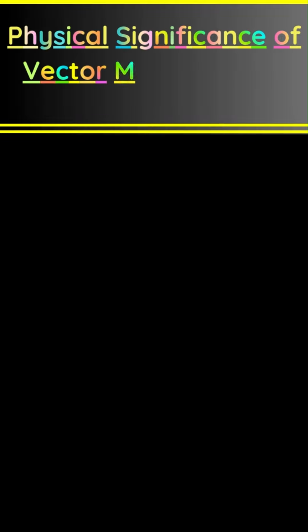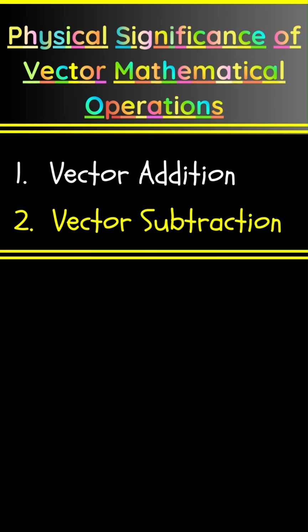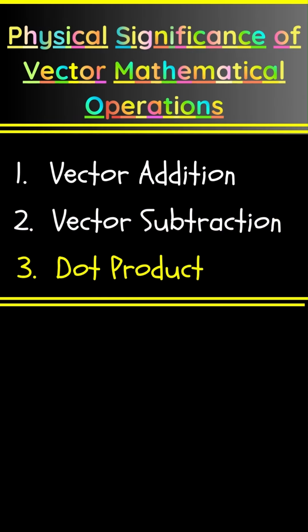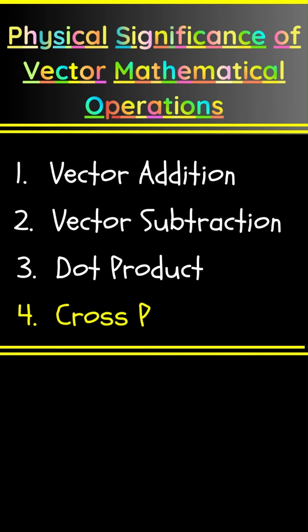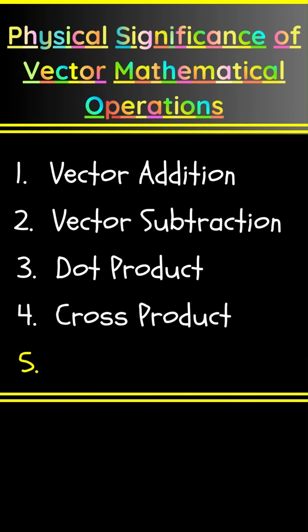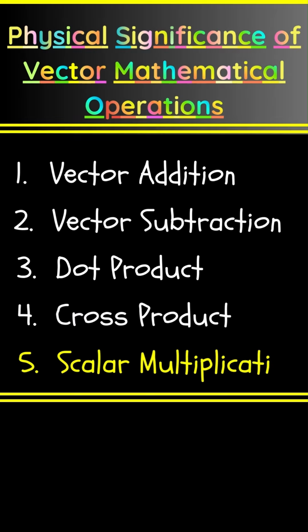In physics, vector mathematical operations are not just algebraic tools, but they directly represent real physical actions, measurements, and laws of nature. The most common vector mathematical operations are vector addition, vector subtraction, two kinds of vector multiplications, which are dot product and cross product, and multiplication of a vector by a scalar. Vector division operation does not exist.